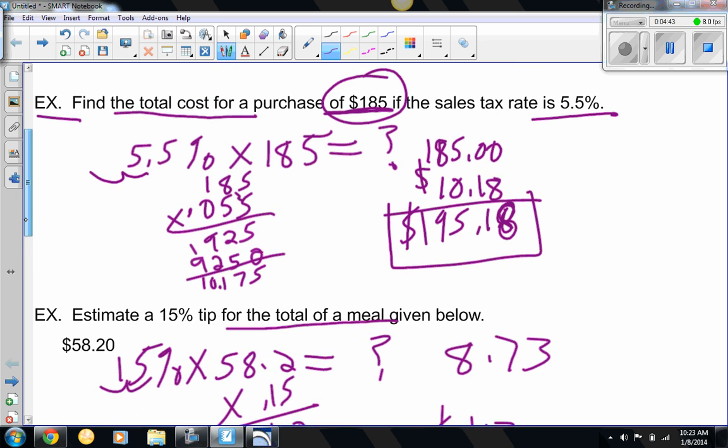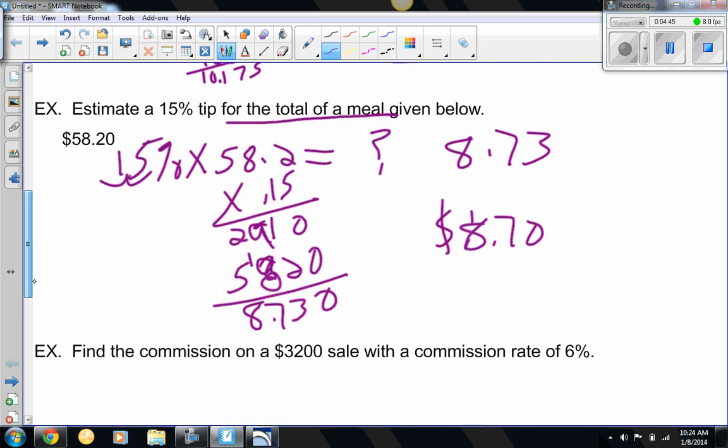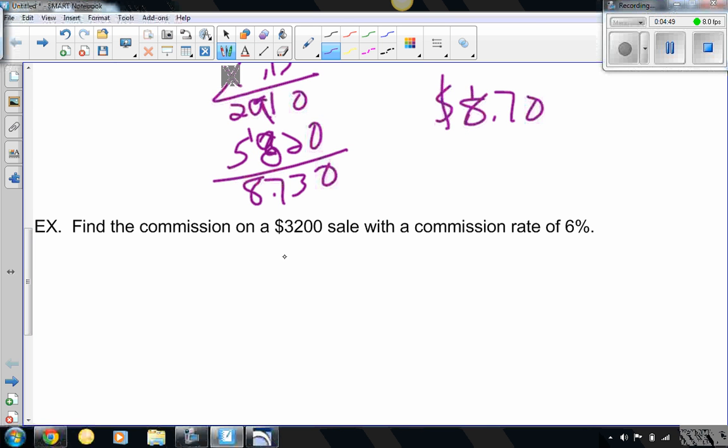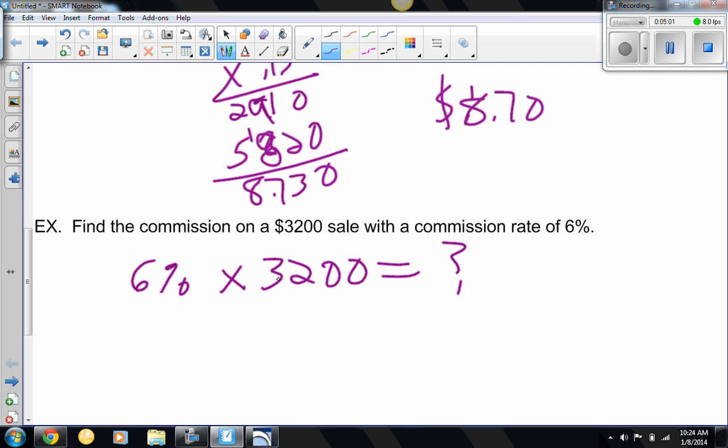So we did commission on this one, we did tips on this one. Now we're going to do commission again here. So find the commission on a $3,200 sale with a commission rate of 6%. Again, same order. 6% has to go first. $3,200 sale, so that's my total, right? That's how much I sold total, and then I'll figure out what I owe.